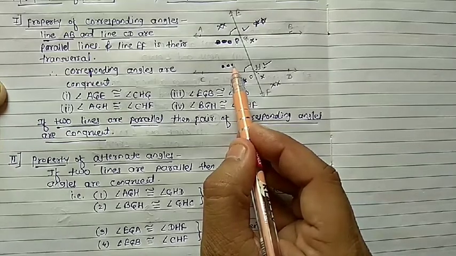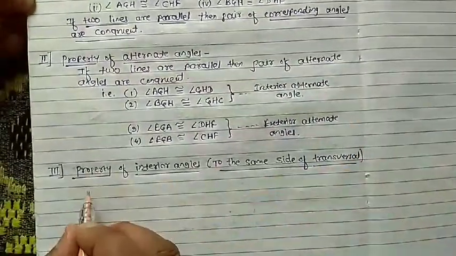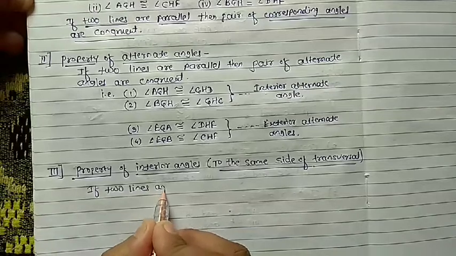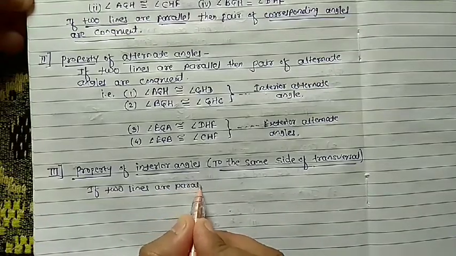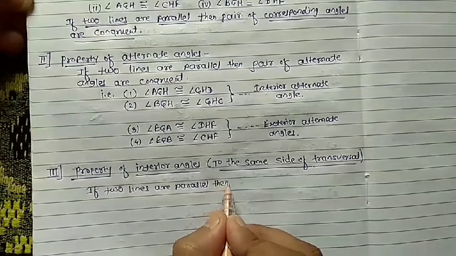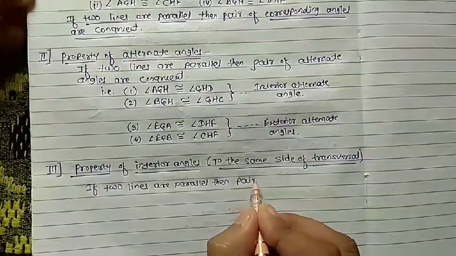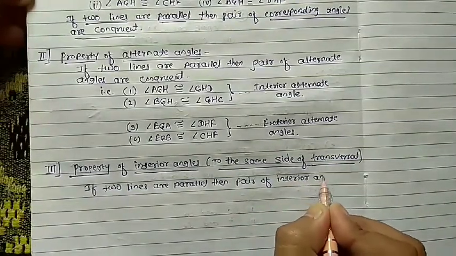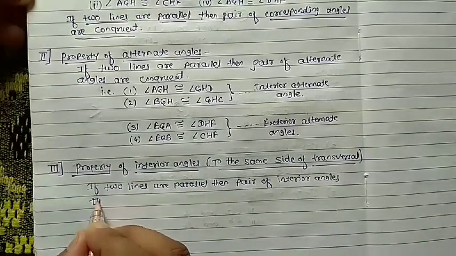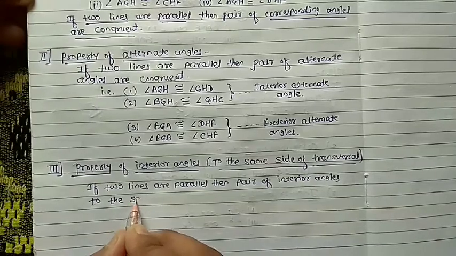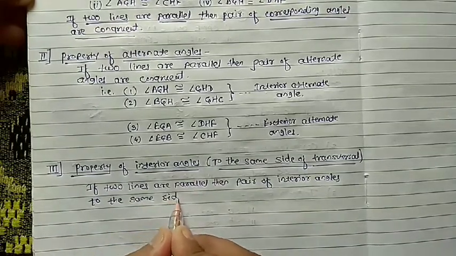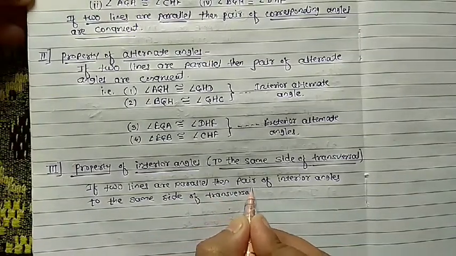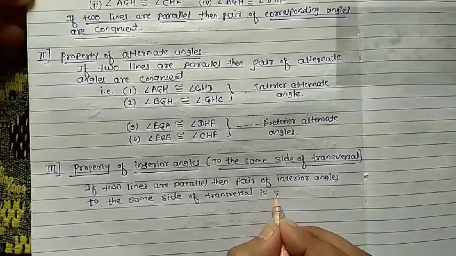So that we will write here: if two lines are parallel, then the pair of interior angles to the same side of the transversal is supplementary.